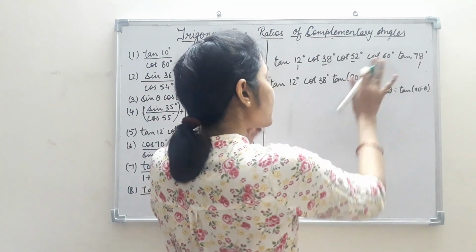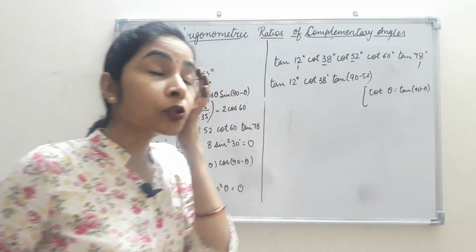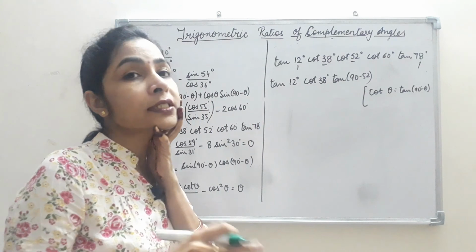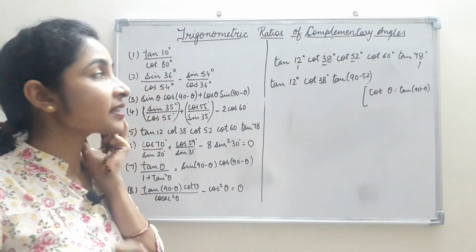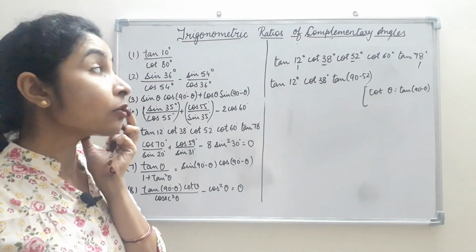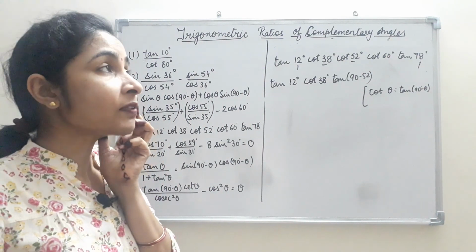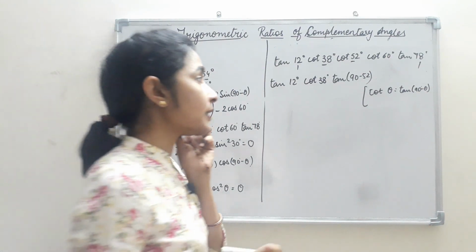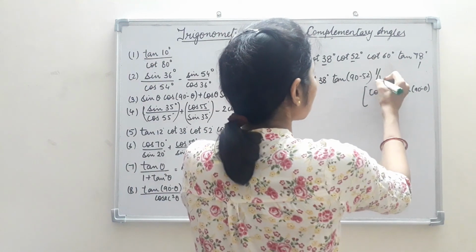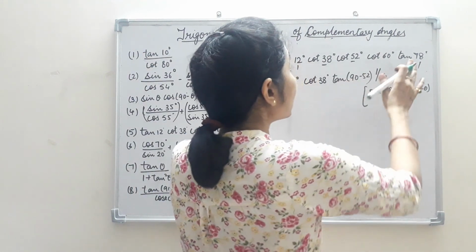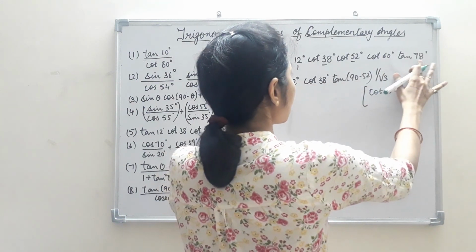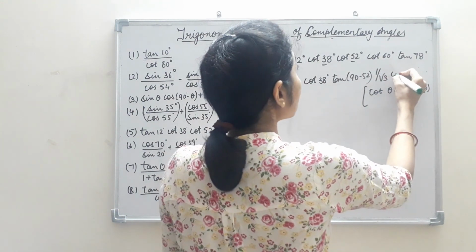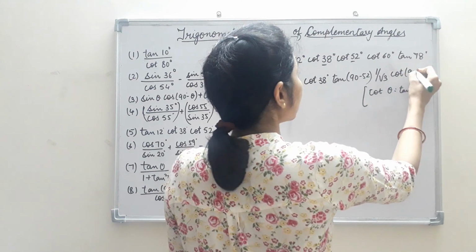Cot 60 will remain as it is, as I have told you previously that for 60 degree, 30 degree, 45 degree, 90 degree we can keep the value. So what will be the value of cot 60 degree? It is 1 by root 3. So that comes here. Now tan 78 degree, I did not change this before, but now I will change this. So what do I get here? Cot 90 minus 78.